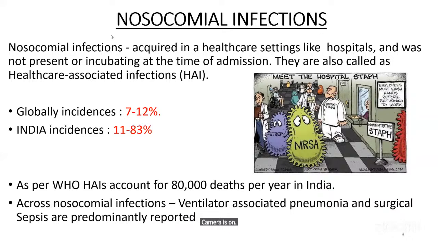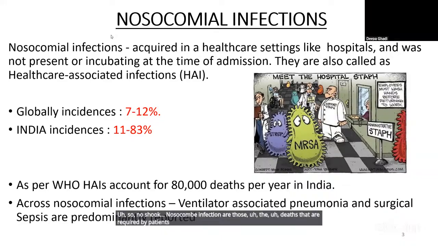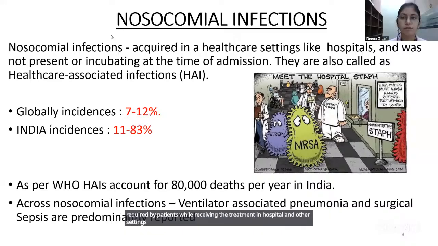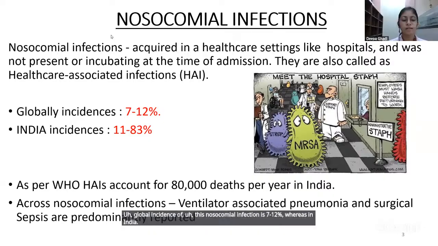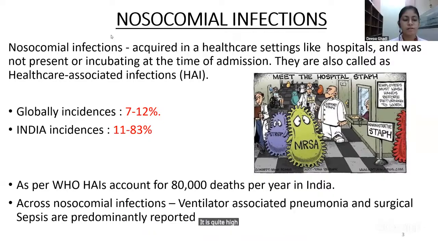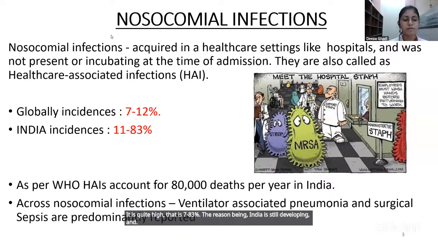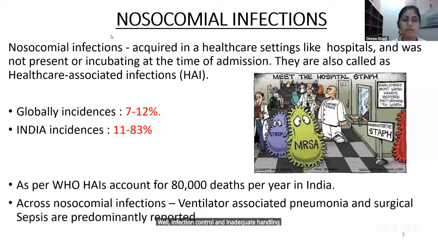So nosocomial infections are those that are acquired by patients while receiving treatment in hospital and other settings. Global incidence of nosocomial infection is 7 to 12%, whereas in India it is quite higher, that is 11 to 83%. The reason being India is still developing, and poor infection control and inadequate hand hygiene are seen.